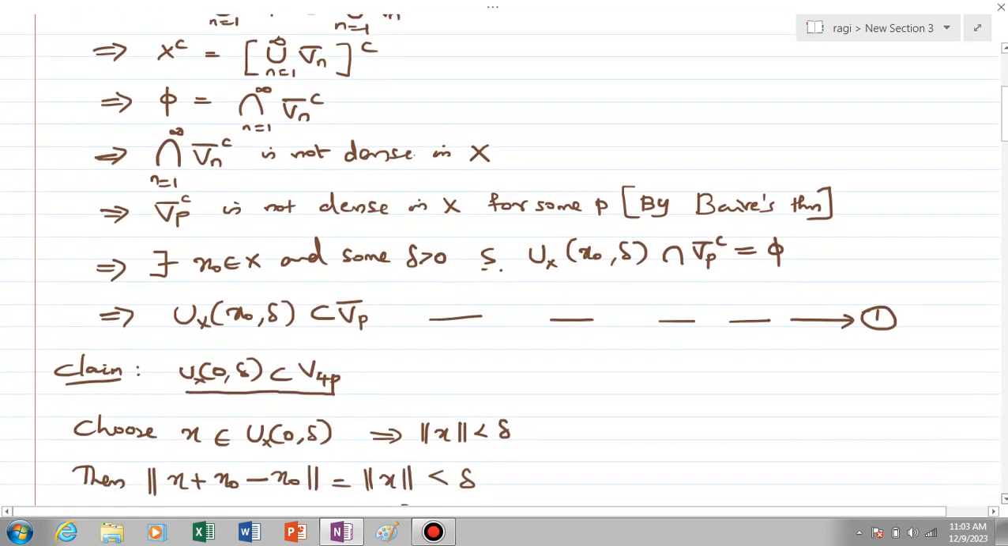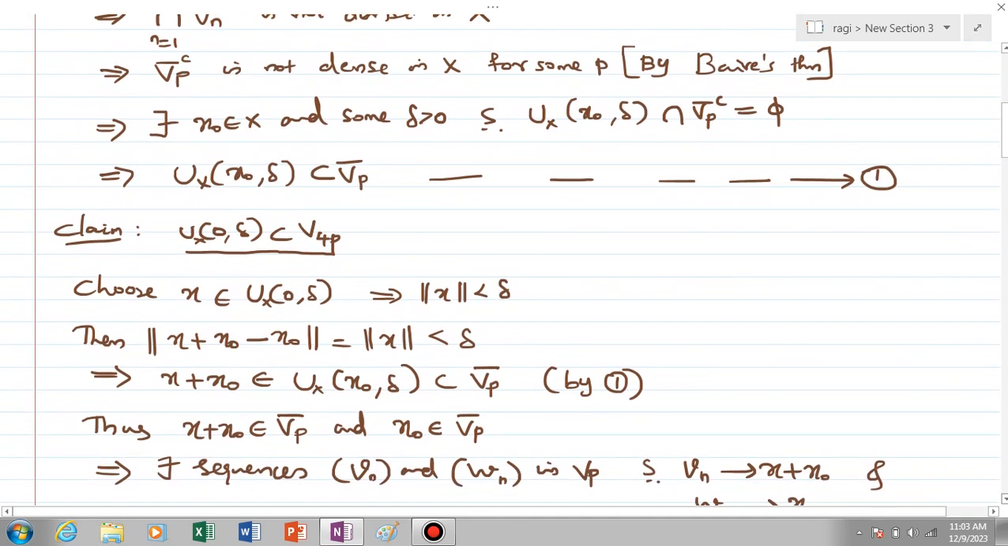Now we claim that the ball with center 0 and radius delta is a subset of V2P. For that, choose x element of the ball with center 0 and radius delta. That means norm of x is less than delta by the definition. Then norm of (x plus x0) minus x0, that is equal to norm x, is less than delta. This means that the element x plus x0 is an element of the ball with center x0 and radius delta, that is a subset of VP closure by equation number 1.